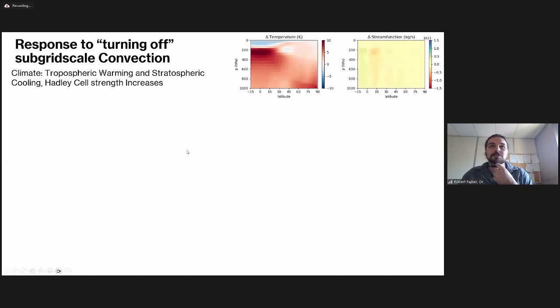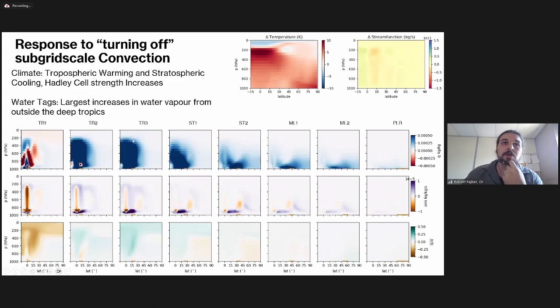And lastly, I'll just quickly show what happens if we double CO2. If you double CO2, you get this big increase in water vapor, and it's almost all coming from tropical and subtropical regions.